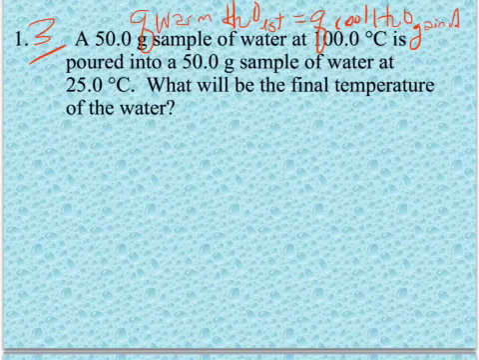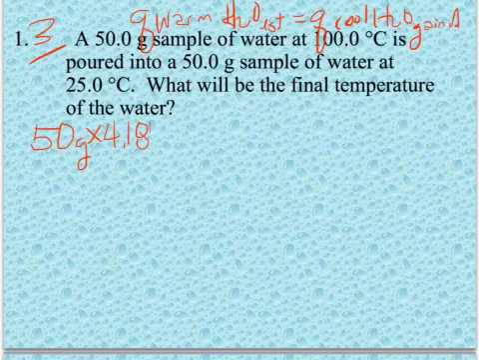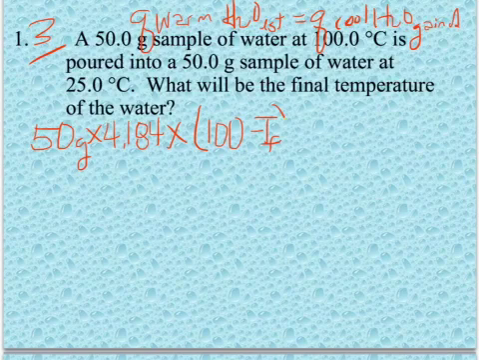So let's first write the values for the warm water. So we'll say 50 grams, because that's the mass of the water. It says a 50 gram sample of water at 100 degrees Celsius is poured into a 50 gram sample of water at 25 degrees Celsius. What is the final temperature? We know the specific heat of water is 4.184, and that's joules over gram degrees Celsius. And the change in temperature of the water, for that we're going to say 100 minus T final, because we know the T final is going to be somewhat less than 100.